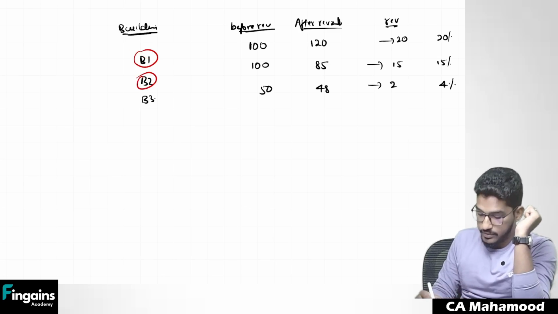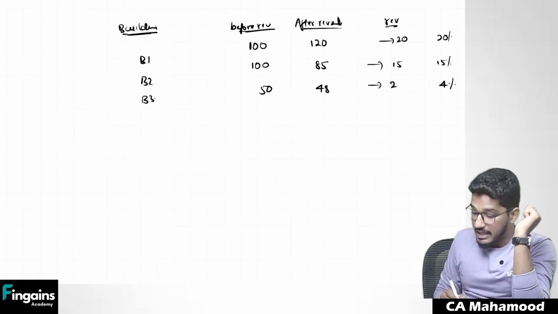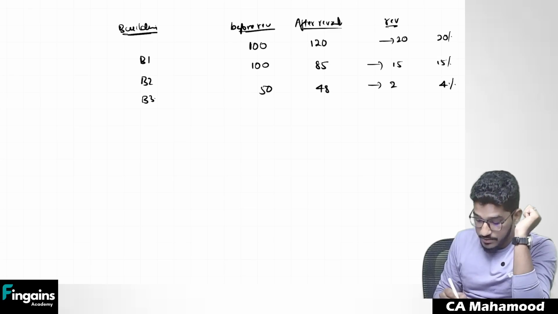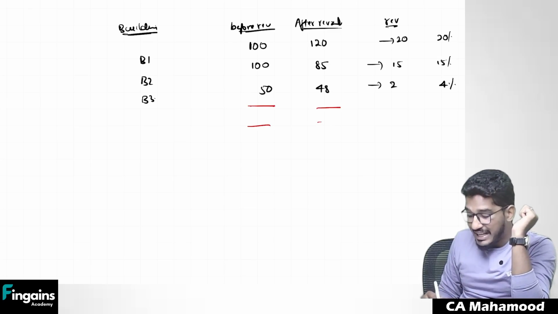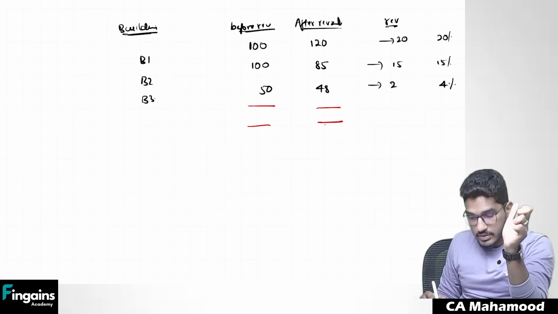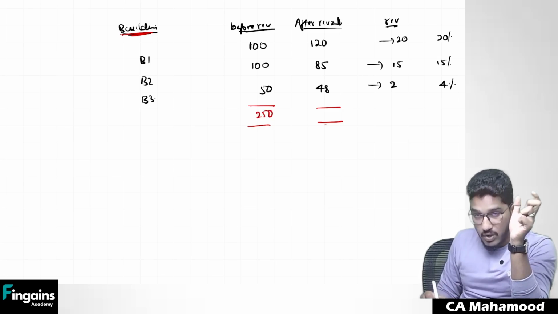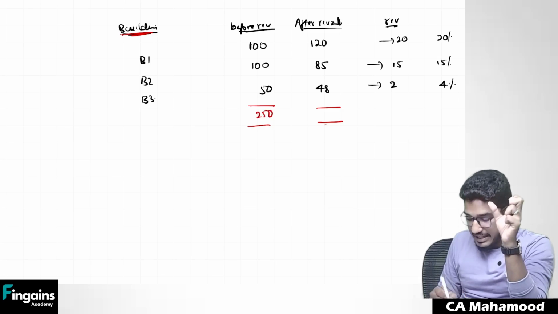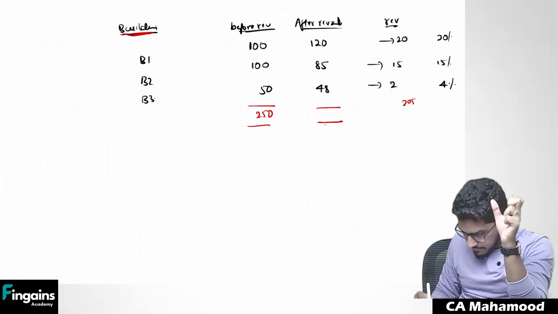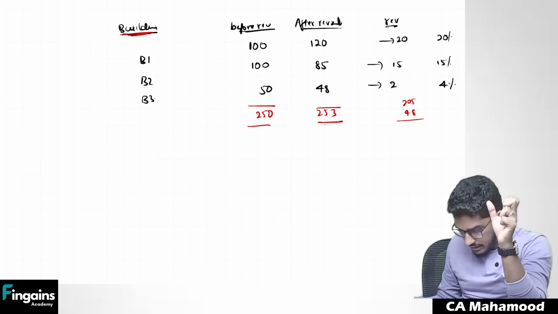You are wrong. They are not asking you to check the change for each asset. They are asking you to check the amount of change for the entire class of PPE. So for the entire building class, what is the value before revaluation? It is 250. What is the value after revaluation? It will be 120, 85, so 205, plus 48, somewhere around 253. Correct me if I am wrong.